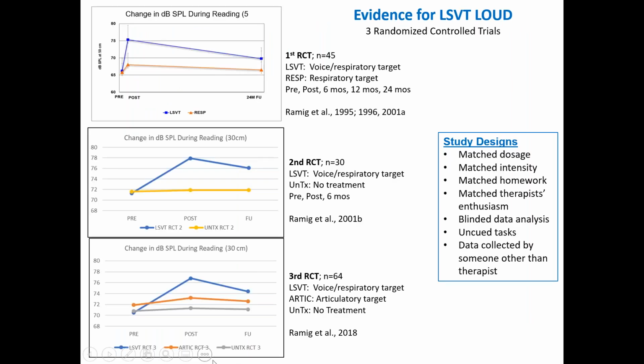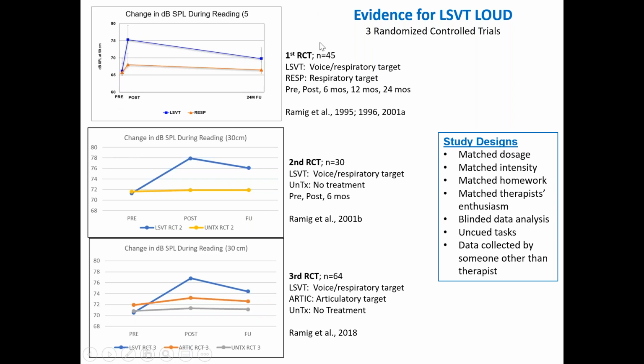And so here we see some evidence for LSVT LOUD from the 3 randomized controlled trials. And the graphs that you'll see on your left here, these are changes in decibels of sound pressure level. And so that is the acoustic correlate of vocal loudness. So we're looking at vocal loudness during reading tasks. And so we see the first randomized controlled trial on the top, the second one in the middle, and the third one on the bottom.